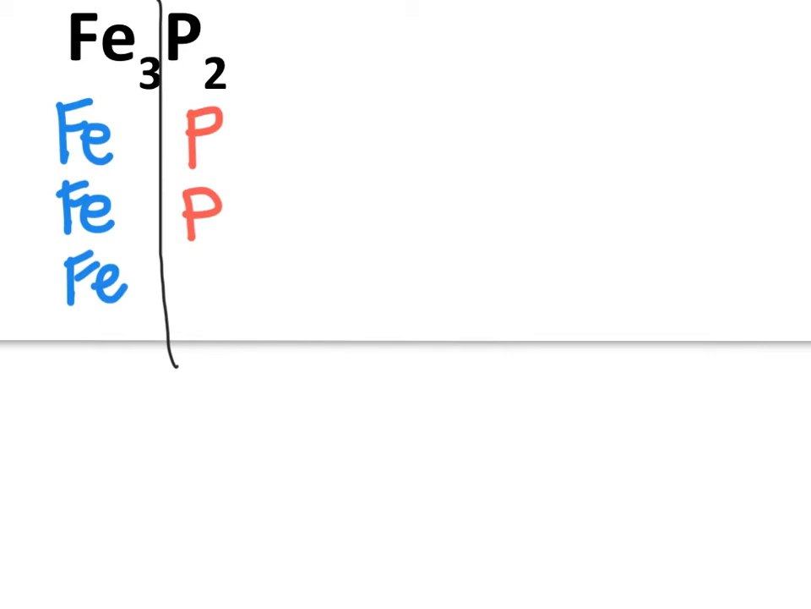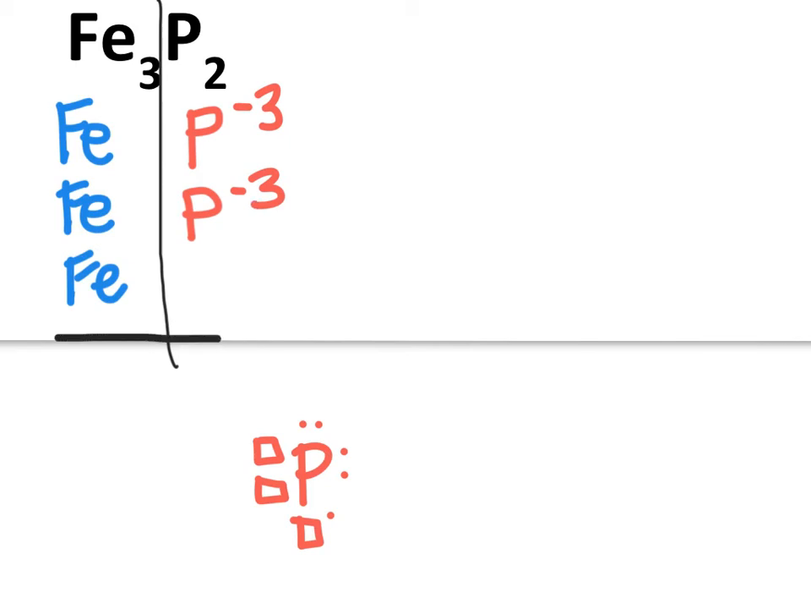Now I need to figure out the charge on each of these ions. Your nonmetal, your phosphorus, will always have the same charge. If you look on the periodic table, phosphorus has 5 valence electrons, which means it's going to have 1, 2, 3 empty spots to fill. So it's looking to take 3 valence electrons. That means it's going to have a charge of -3. This is true of each phosphorus that you have. So overall, you have a total negative charge of -6.